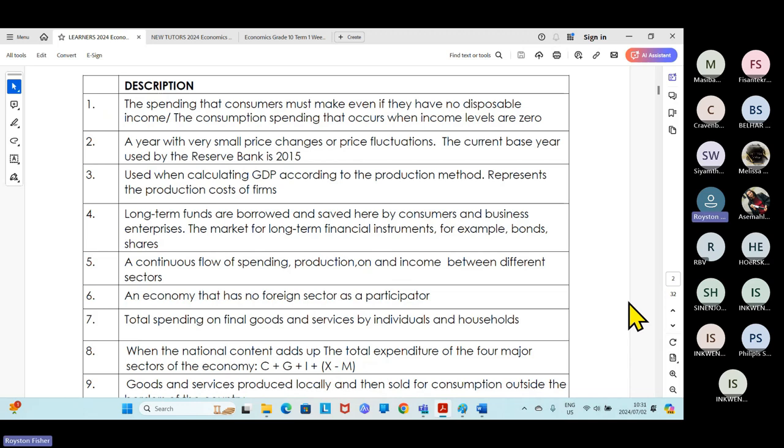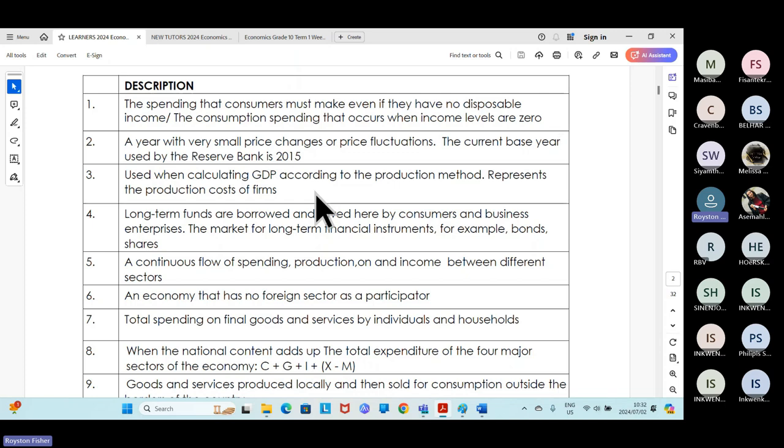So, this concept or description is known as the base year, and they basically give it to you here where they say the current base year used by the Reserve Bank is 2015. If you have a highlighter or pen or pencil, you could maybe highlight that as well, and that's going to make it easier for you going forward when you need to study for your prelims and end of the year.